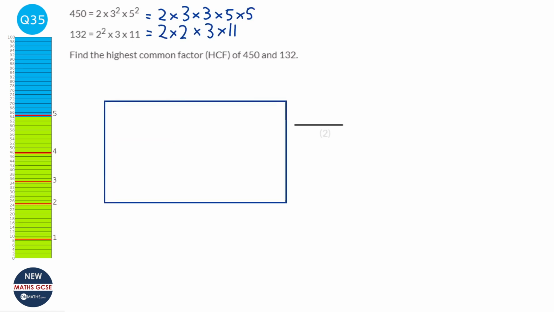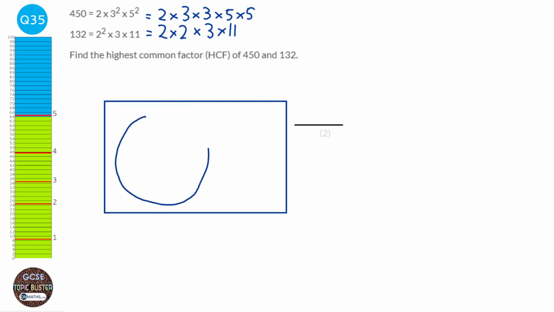We're going to draw ourselves a Venn diagram. So let's just do a rectangle at the outside. I'm going to try and do some nice circles here. Try my best anyway. Okay, so on the left hand side we have the 450, on the right hand side we have the 132. So we'll start with the 450 and the numbers.